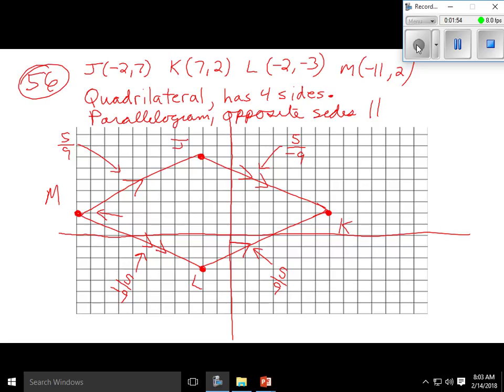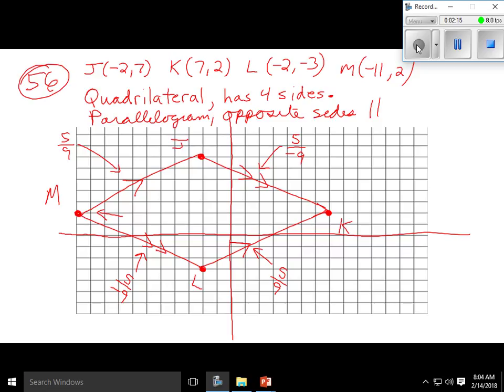Do we just stop there then? No, now we check what? See if it's a rhombus. What makes the shape a rhombus? All the sides are congruent. Now again, going back to the fact we already know it's a what? Parallelogram.